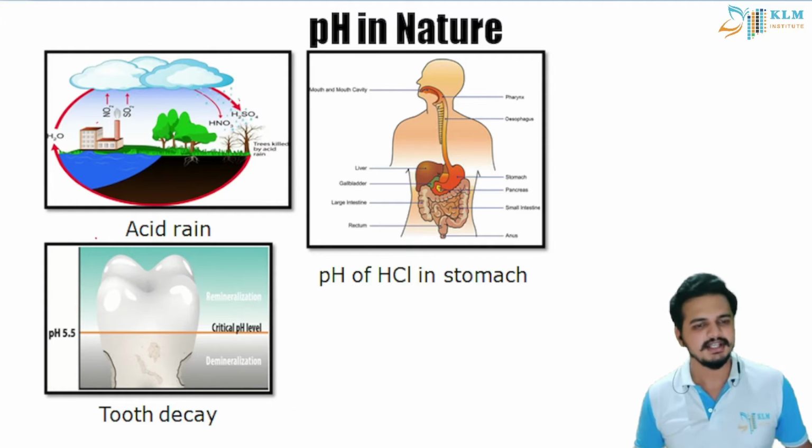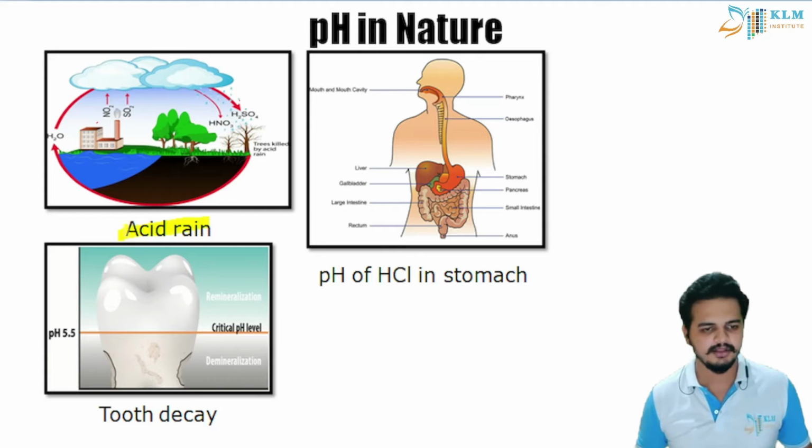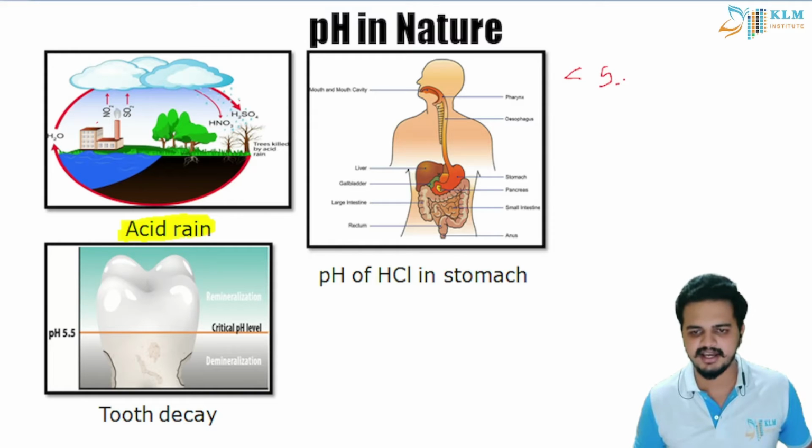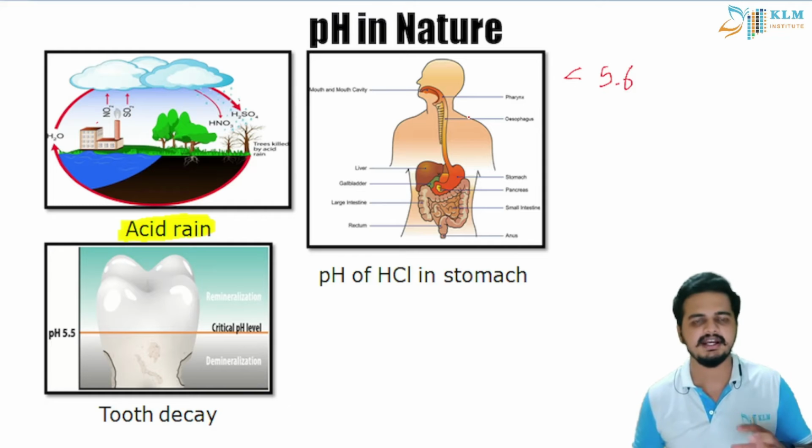So students, I hope you all are aware of acid rain. So how does this acid rain occur? What do we categorize as acid rain? If the pH of the rain falling from the sky is less than 5.6, we consider it as acid rain.